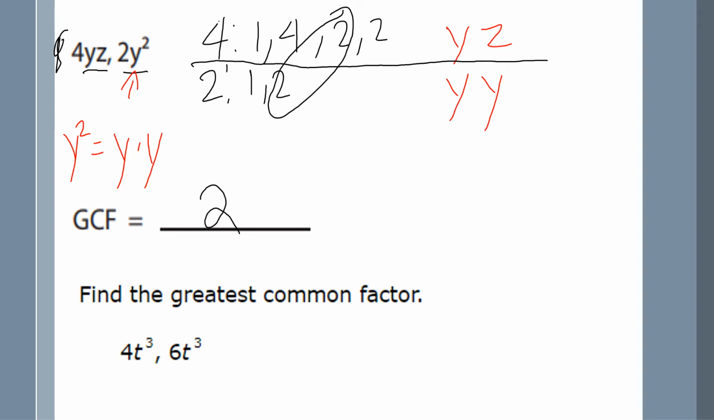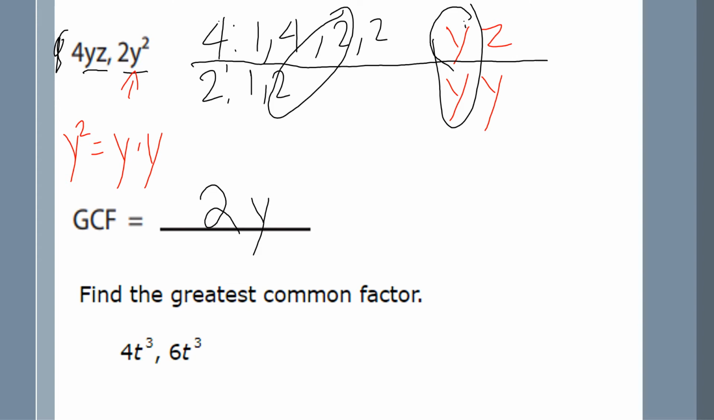Now, what is the letter that they have in common? Looking for the variable that they have in common. So let's look here. We see that both of them have one y. 4 has a y and 2 has a y. So why would I not put z as my greatest common factor? They don't have a z in common. The 4 has a z, but the 2 does not have a z.